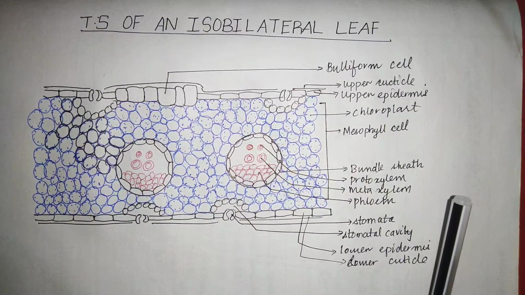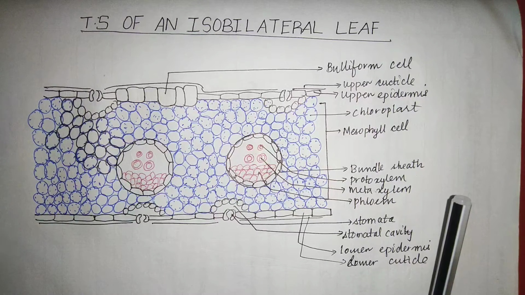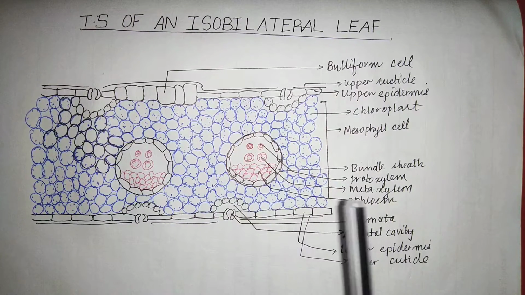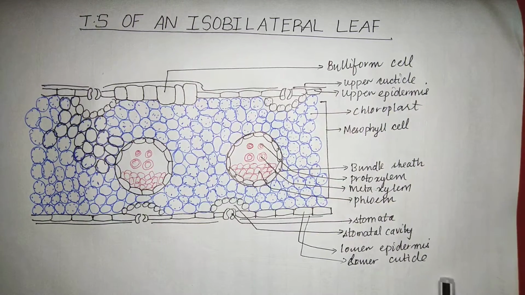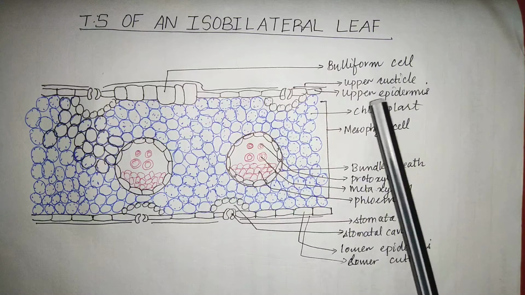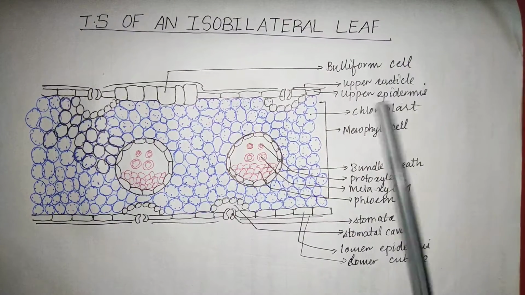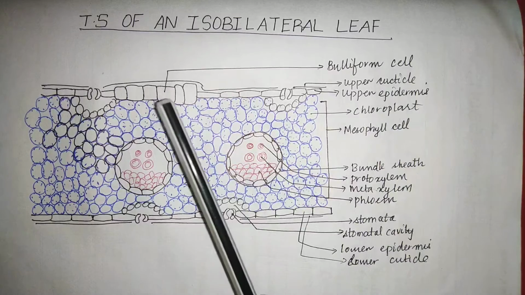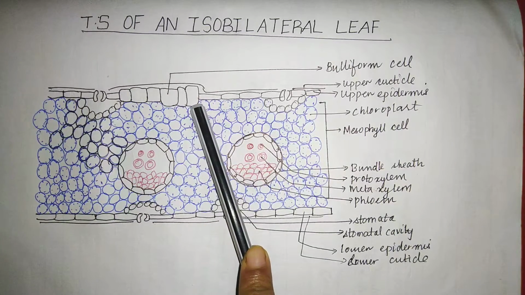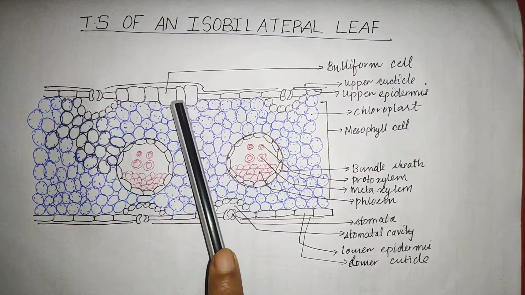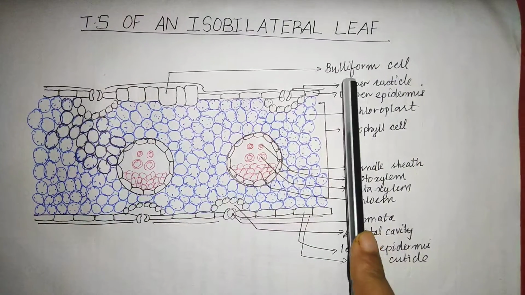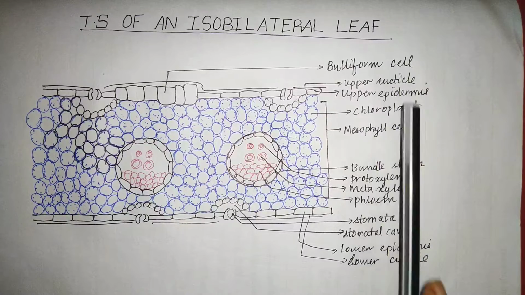So this is all about the transverse section of isobilateral leaf. Isobilateral leaf consists of an upper epidermis and a lower epidermis, and each epidermis is covered by a cuticle. Some of the epidermal cells of the upper epidermis become slightly bigger, thin walled and colorless, known as bulliform cells. Here the epidermal cells behave as bulliform cells.